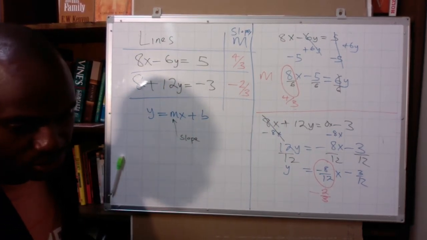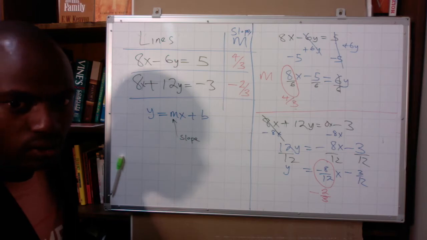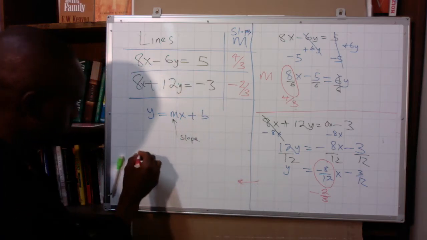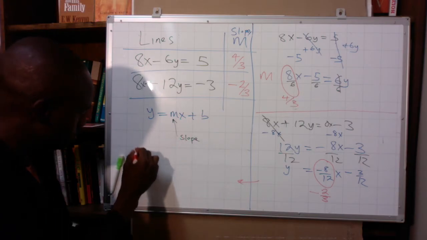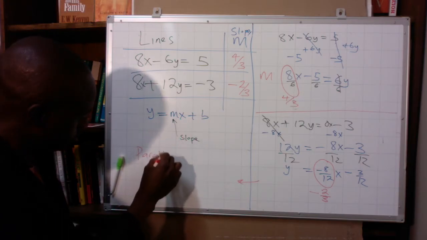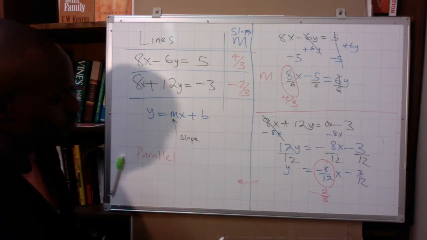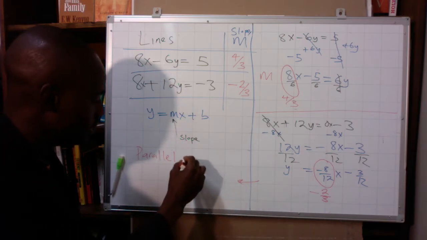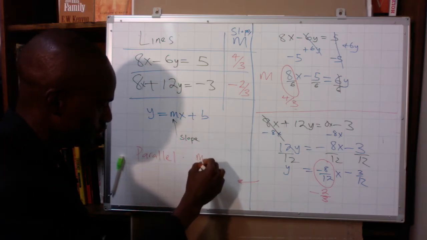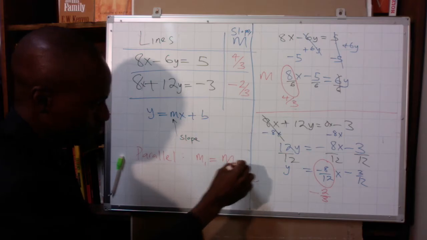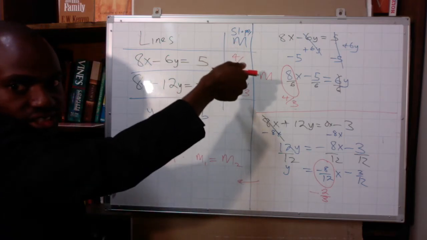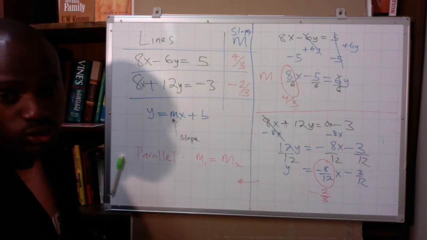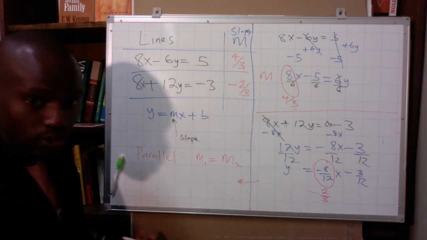Now we have two slopes. Well, the rule for determining whether two lines are parallel is if the slopes are equal. In other words, if we represent the slopes by m, we would say that if m1 is equal to m2. That's not the case here. 4/3 is not equal to -2/3. So we know these slopes are not equal and the lines are not parallel.